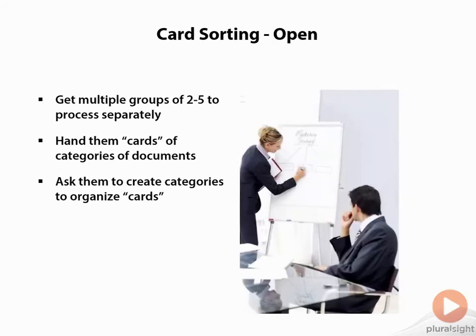Okay, we start with an open card sort. We get multiple groups of 2 to 5 people, and the goal is for them to try and organize information into buckets. We hand them a set of cards, which are categories of documents. These are the output of our content inventory. And then we ask them to organize the cards, and typically we'll give them Post-it notes or some other color of card that they can use for the categories. The process is pretty simple. Oftentimes, we'll talk through it so that we understand how they've done their card sorting and what's important to them. And then we need to test it.